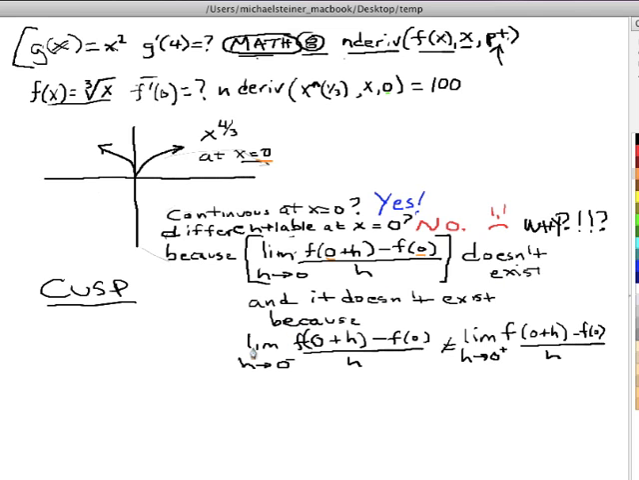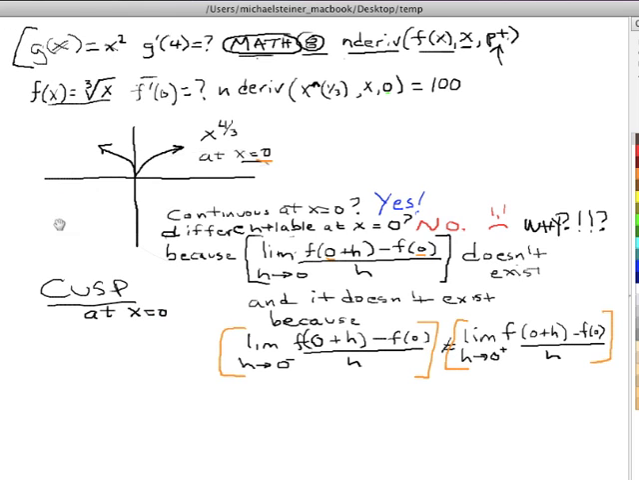And it doesn't exist because if you do it numerically, if you take this limit as h goes to 0 from the left, and you take the limit as h goes to 0 from the right, you'll see that they don't equal. So this is a cusp, and we also have to specify at what point. This is a cusp at x equals 0.